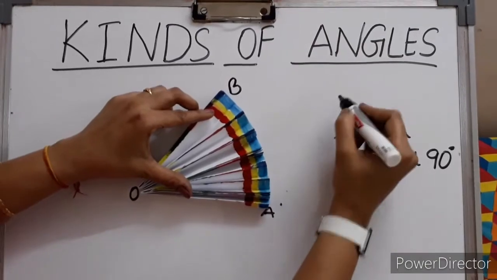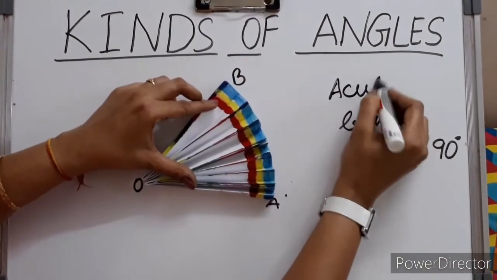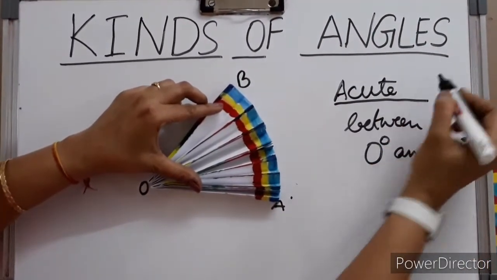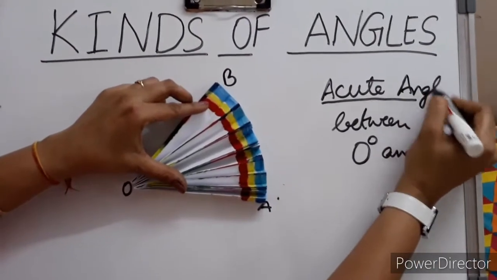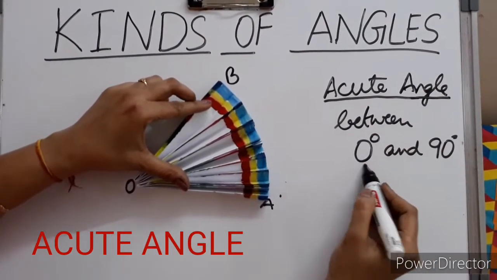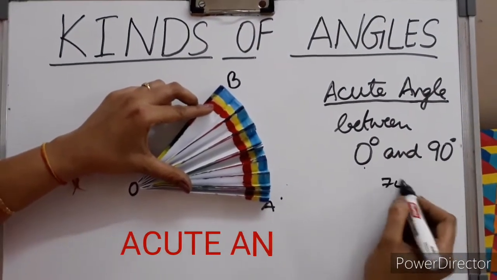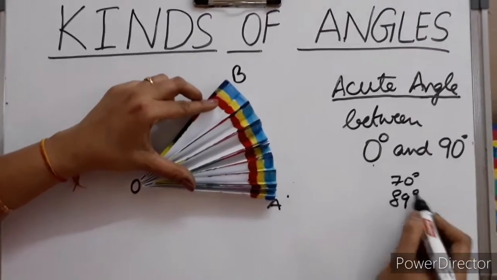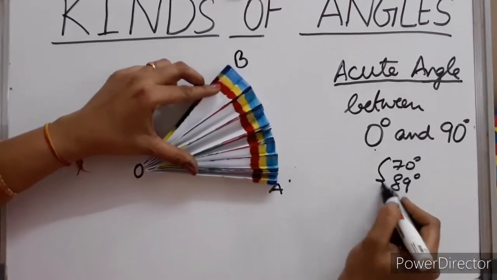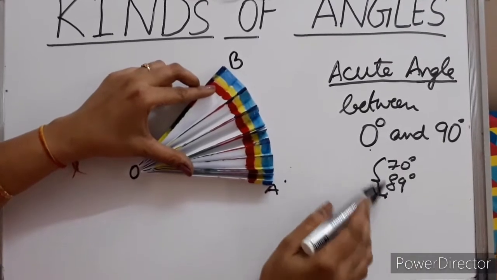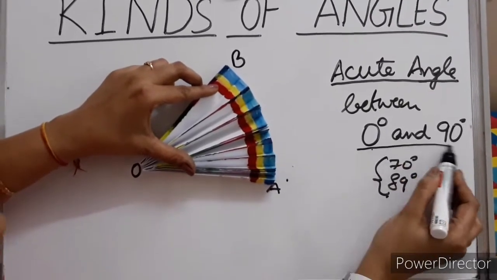So this forms what? Acute angle. Okay, this forms an acute angle when the degree is in between 0 degree and 90 degree. Suppose 70 degree or 89 degree also. This forms an acute angle because this comes in between 0 and 90 degree.